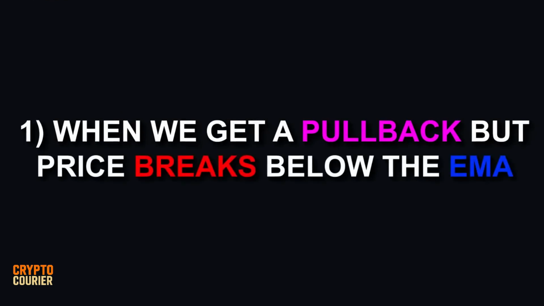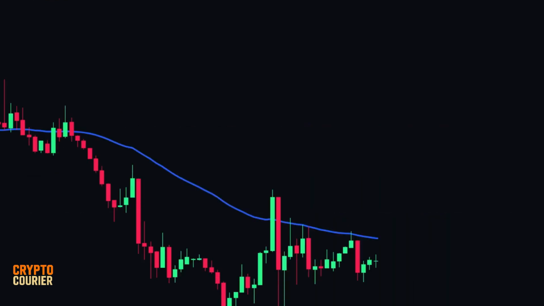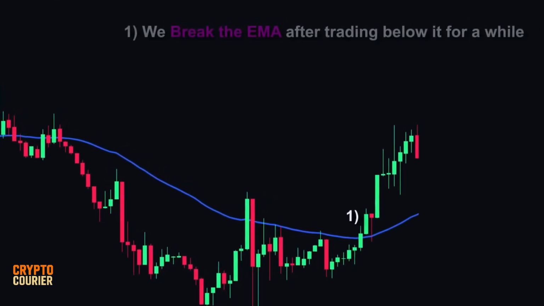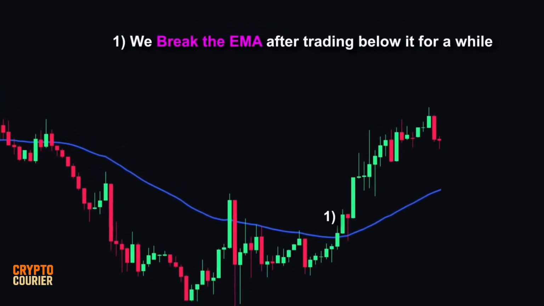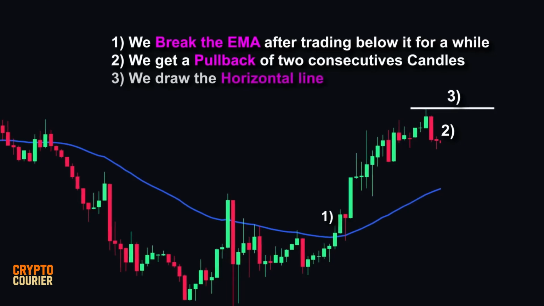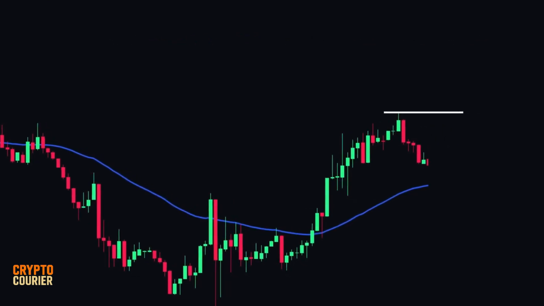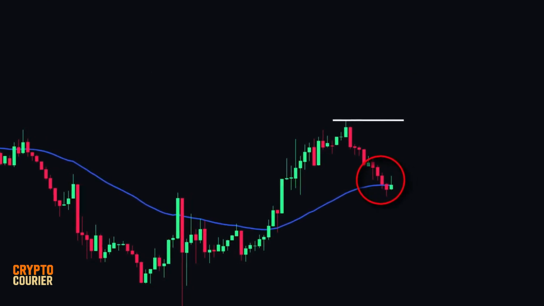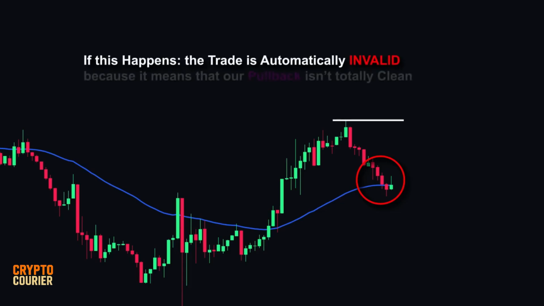So let's say that all the first steps in this strategy go according to plan. We break the EMA after trading below it for a while. We then get a pullback of two consecutive candles, which means we can draw the horizontal line. But then, before we managed to break that line, the pullback was so deep that it broke below the EMA. If this happens, the trade is automatically invalid because it means that our pullback isn't totally clean.